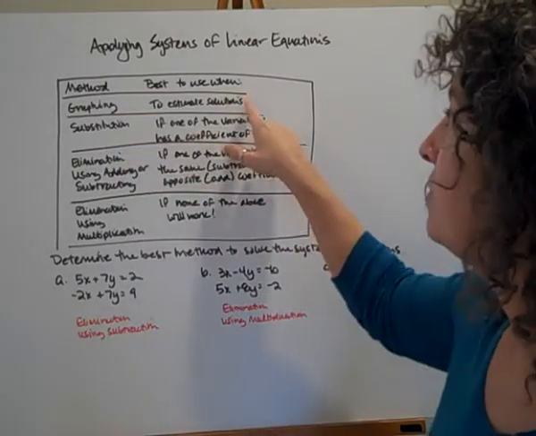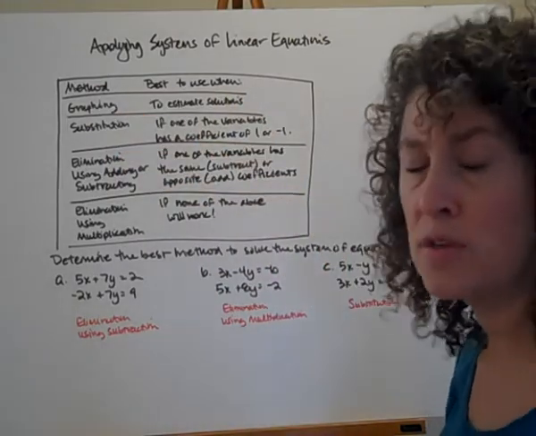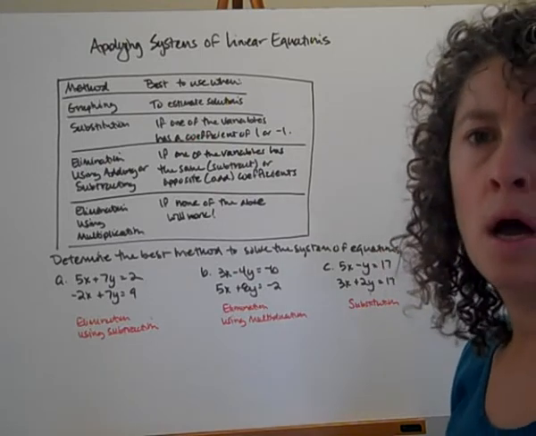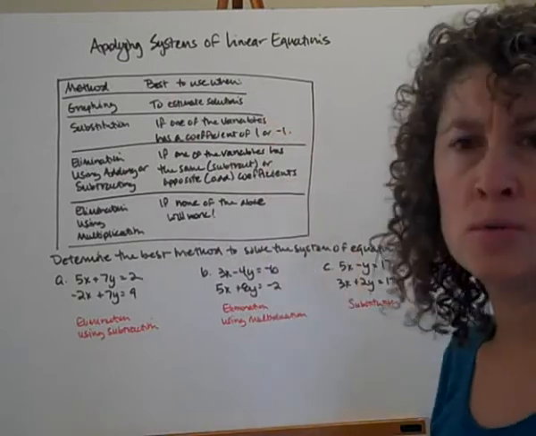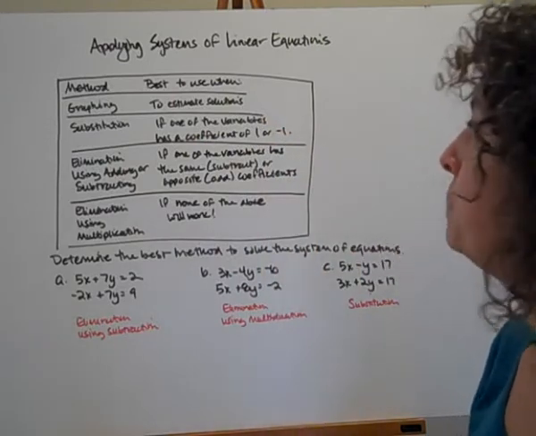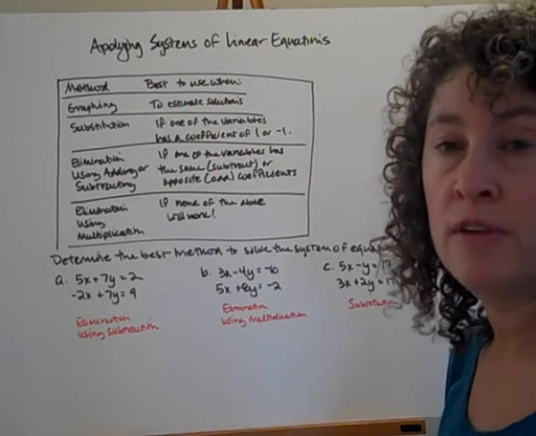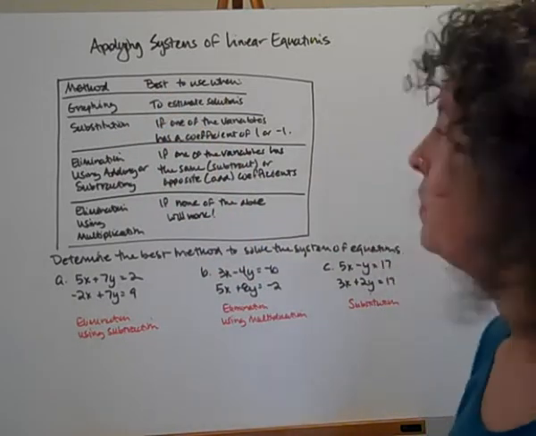So graphing is good if you want to estimate. It's probably not good if you're looking for an exact solution, especially if that solution ends up being a rational number, a fraction or a decimal. So graphing is good if we're trying to estimate, because again, graphing with human error might be off. It tends not to be my most favorite because it's cumbersome and time consuming, but it will work.